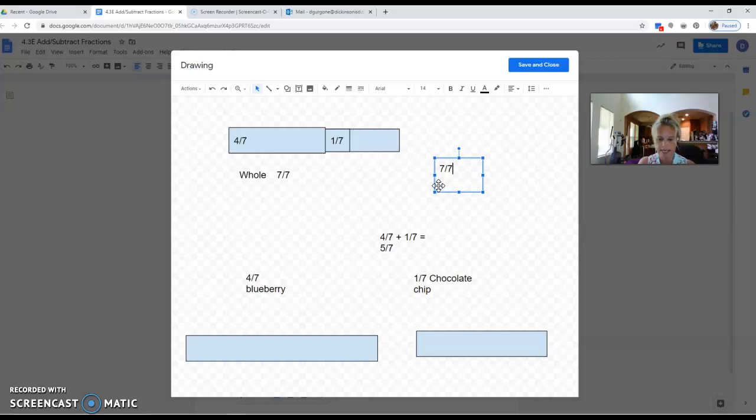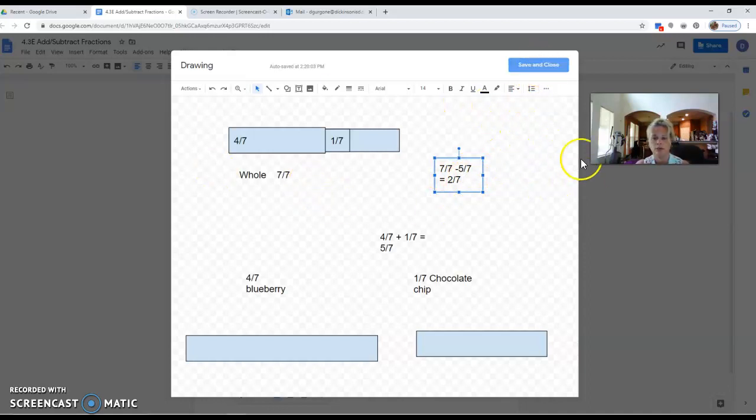minus 5/7 equals, and again, when we're subtracting or adding fractions with the same denominator, we take the numerator and we use the operation. So 7 minus 5 is 2, and we keep the denominator the same. So our answer would be 2/7.